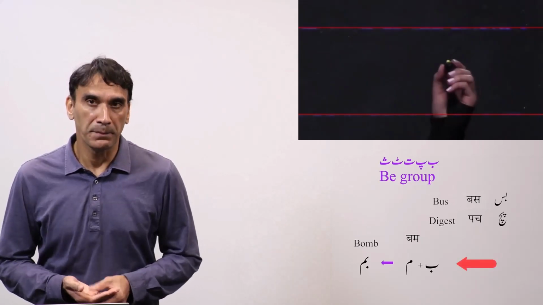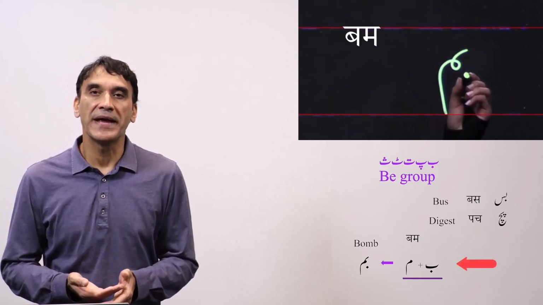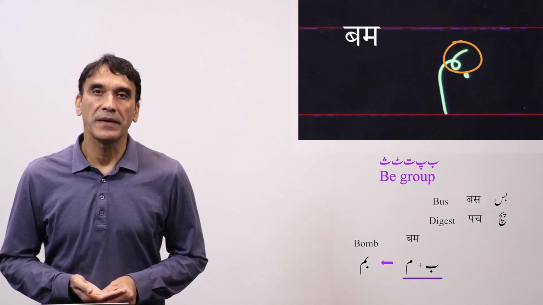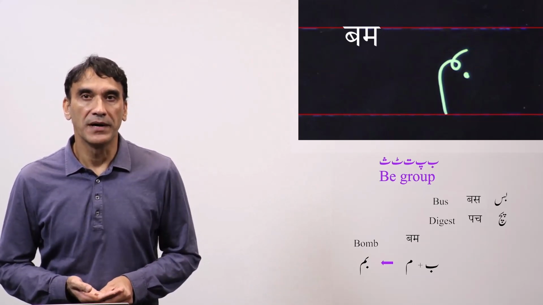Let's take another example. The word is bum, meaning bomb. The spelling is Be plus Mim, bum. Here Be is attached to the Mim and written as a slanted line, bum.